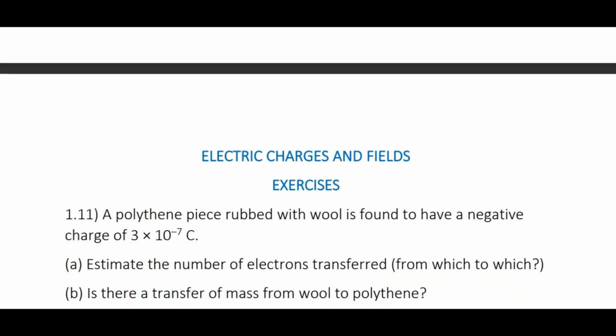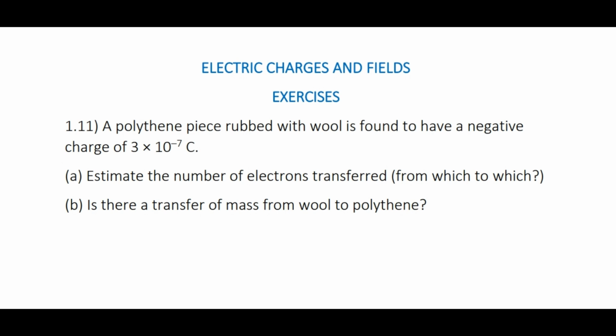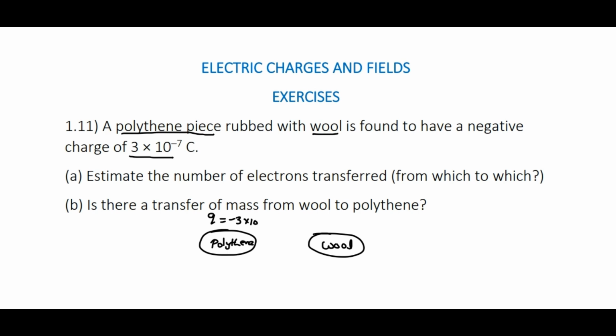And coming to 1.11. A polythene piece rubbed with wool is found to have a negative charge of 3 into 10 power minus 7 coulomb. In the data already given, there is a polythene and wool, both rubbed against each other. This polythene acquires the charge of minus 3 into 10 power minus 7 coulomb. That means wool will have the charge plus 3 into 10 power minus 7 coulomb. That means the electrons are transferred from wool to polythene.